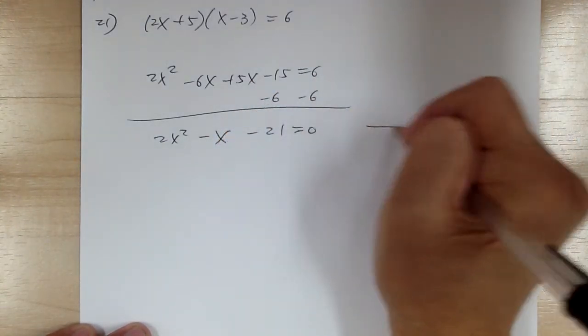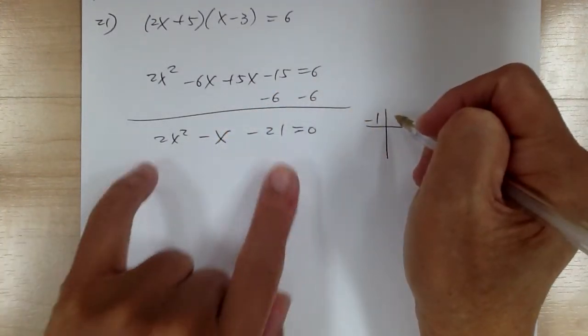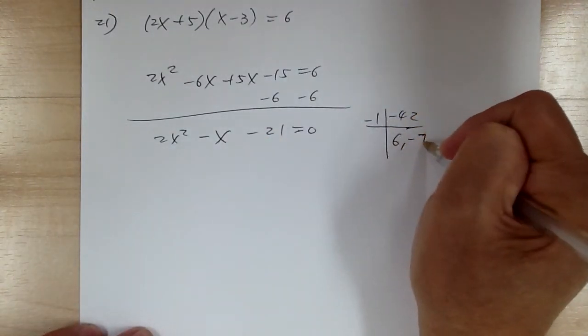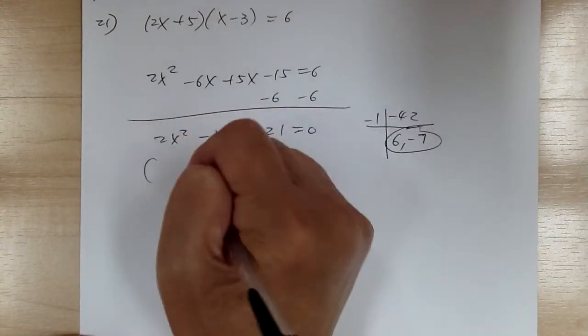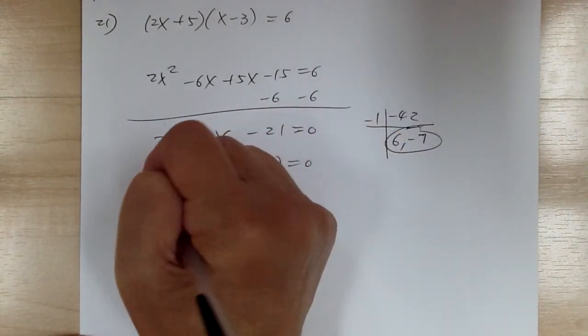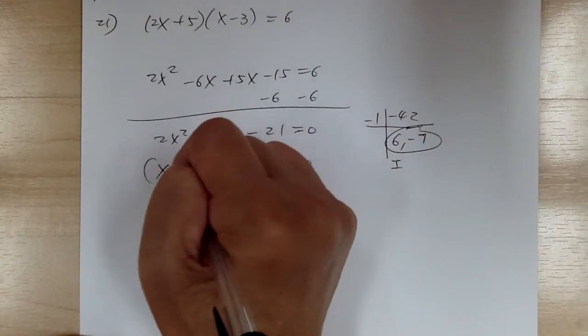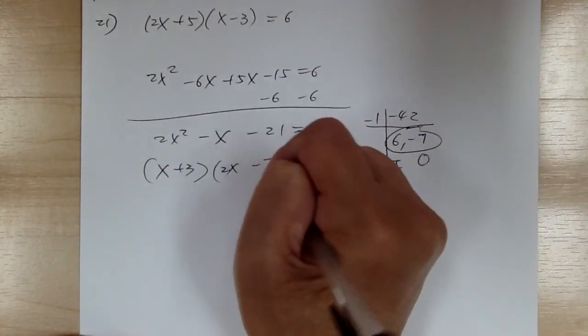And let's see if this is factorable. So you got negative 1, negative 42. Okay, so this is factorable. 6 and negative 7. Okay, so that's not too bad. So you got x and 2x. So this would be the inside, so it would be plus 3. This would be the outside, so it would be minus 7.